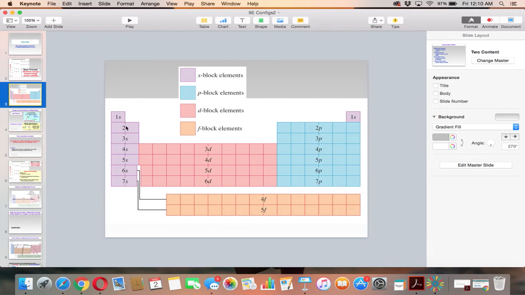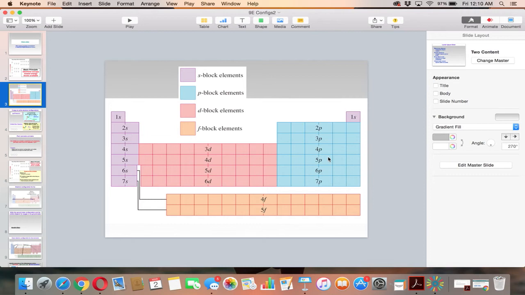Then I want you to mark off the first two columns as the S block. I want you to mark off the transition area as the D block. And I want you to start the D block at 3, because you can remember it's 1, 2, 3 columns over. And then, with the exception of helium and hydrogen, which I'll cross off, I want you to mark off this region as the P block.